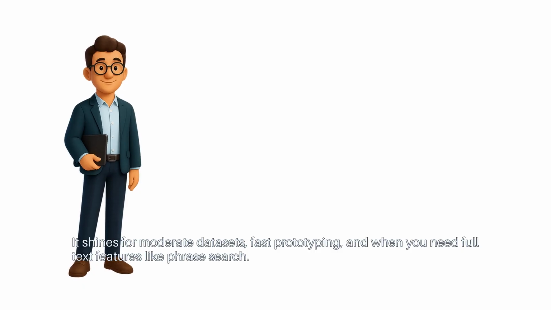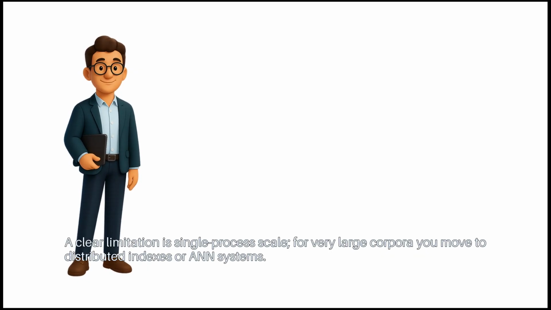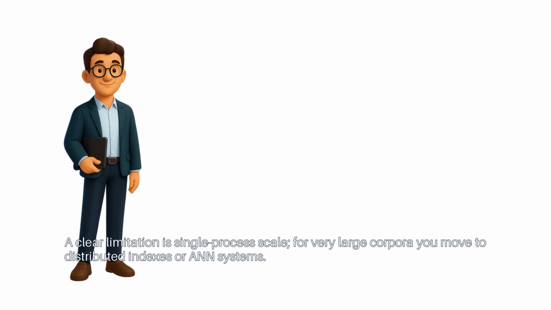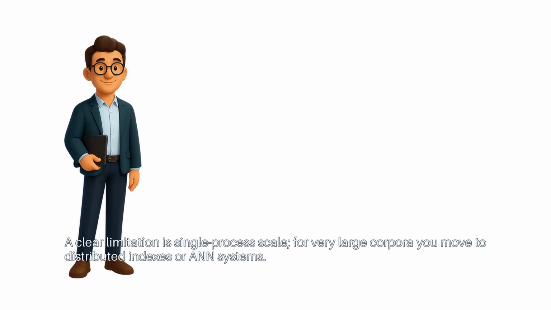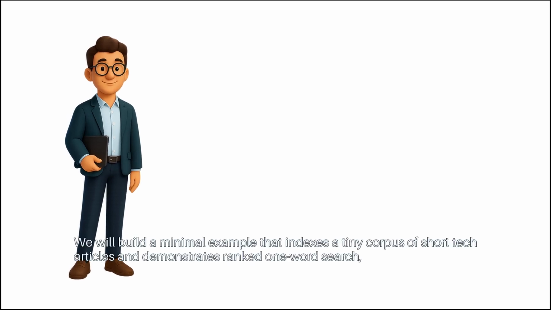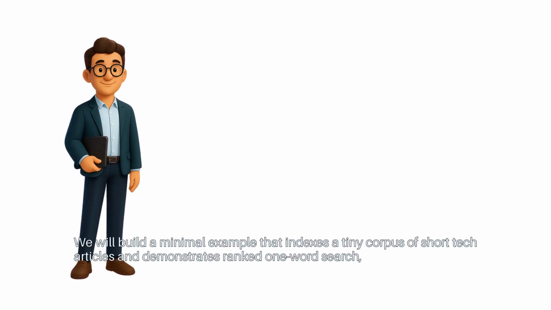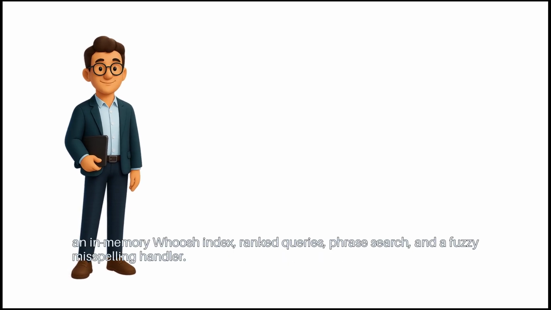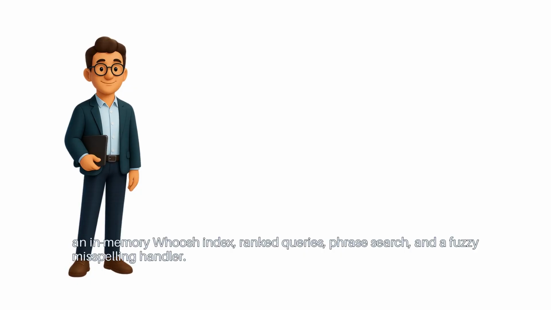It shines for moderate datasets, fast prototyping, and when you need full text features like phrase search. A clear limitation is single process scale. For very large corpora, you move to distributed indexes or ANN systems. We will build a minimal example that indexes a tiny corpus of short tech articles and demonstrates ranked one-word search, an in-memory Whoosh index, ranked queries, phrase search, and a fuzzy misspelling handler.